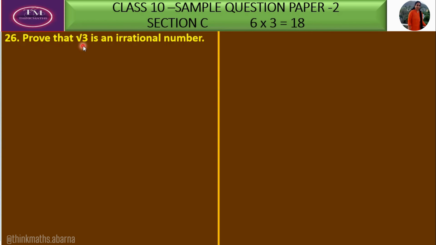Prove that root 3 is an irrational number. In every question paper, you can find this type of question, where you have to prove some square root form as an irrational number. So what is the procedure? Let us start the solution. We will take root 3 as rational, that is, we will take the contradiction and prove it. This is a question from the book, so it is easy to solve.